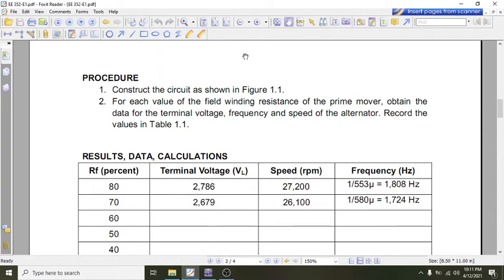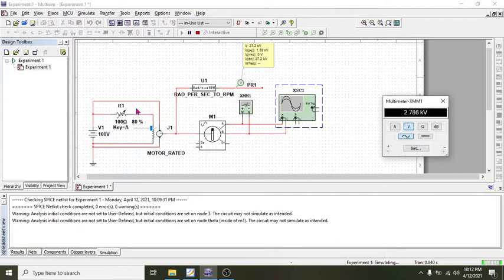So remember that the frequency is equivalent to 1 over the period. Dividing the period will result in the frequency in hertz. It's 1808. Next is to change the value of the field resistance to 70%, as shown in the table.